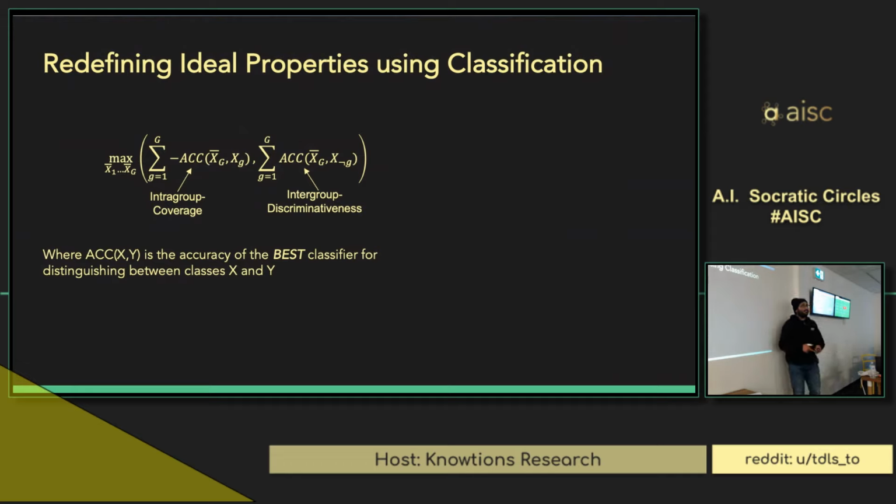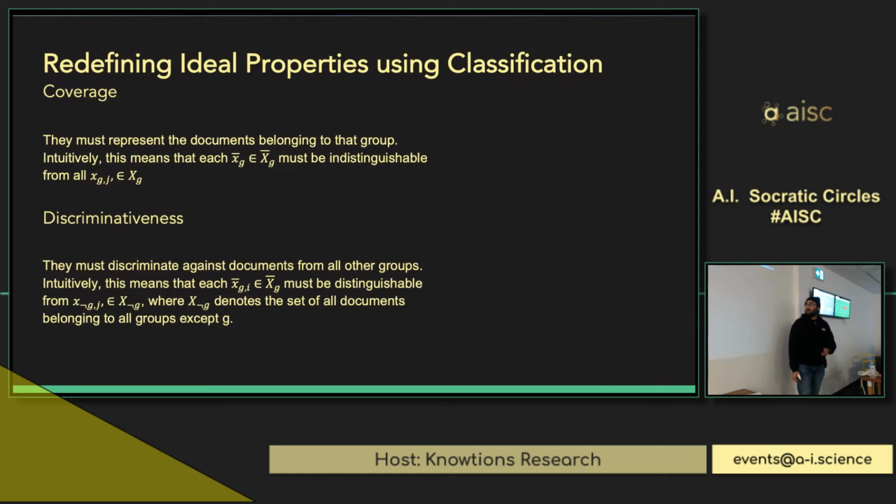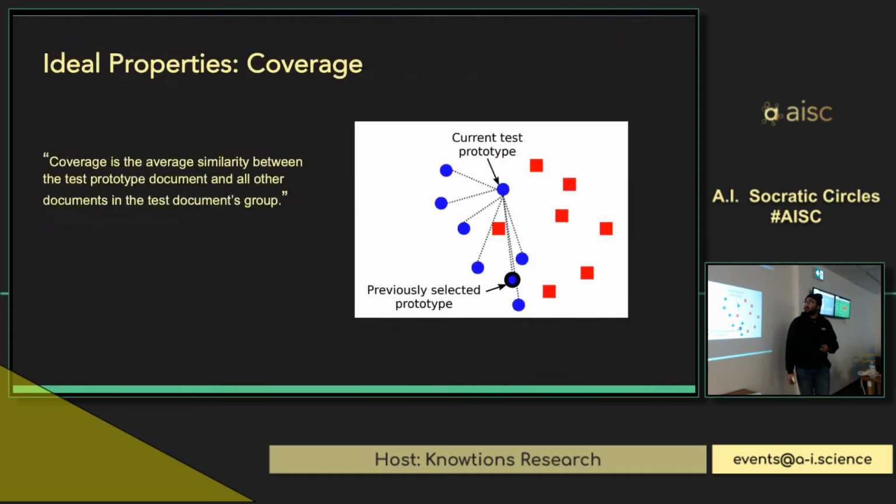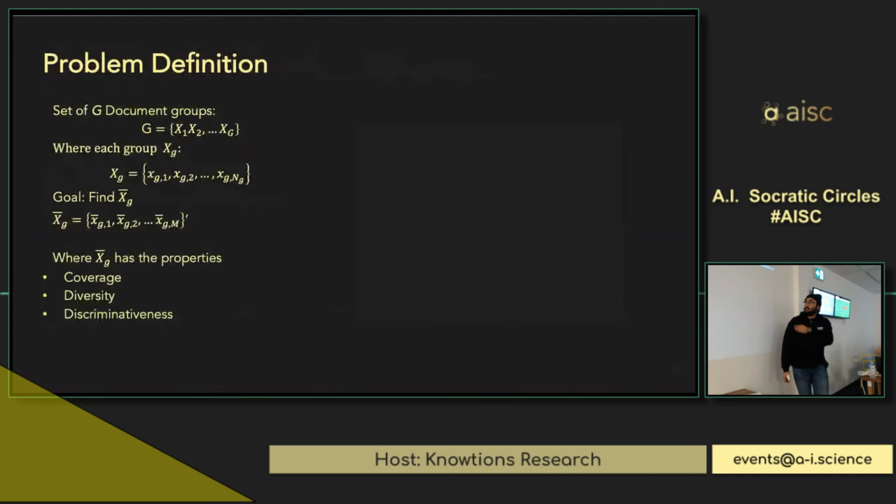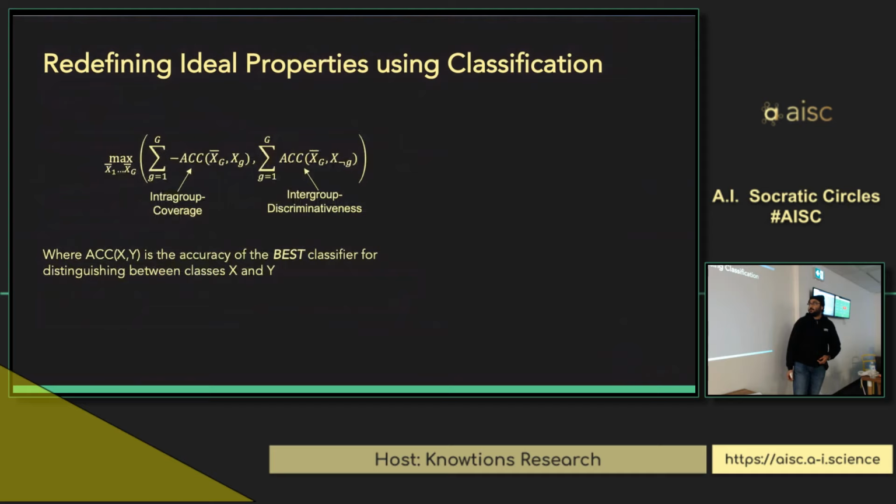I had a question. I just want to make sure I got the notation right. xg with the bar, that's the prototype, and xg without the bar is just the set of documents, all the documents in that particular group. We aren't trying to automatically divide them into groups. We just assume that the groupings already exist. Yes, I should have mentioned that.